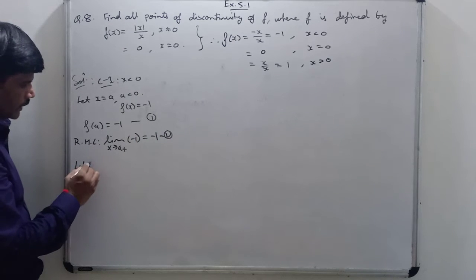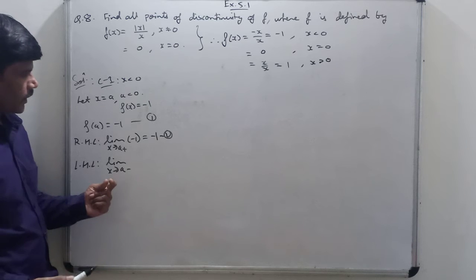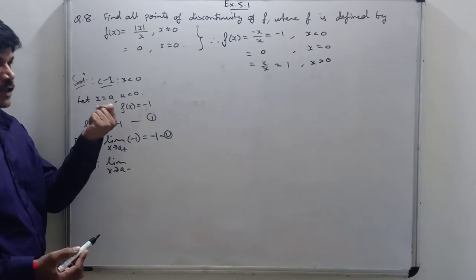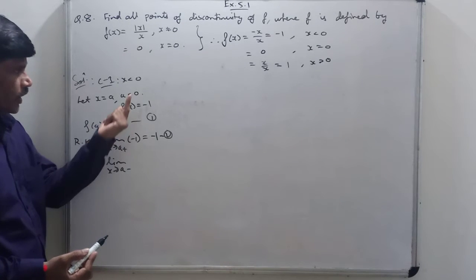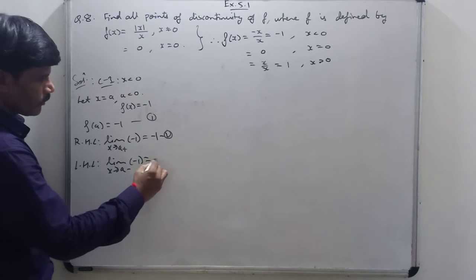Now you find out LHL. Limit x tends to a minus. When a is minus 1, left of minus 1 means minus 1.01 or minus 1.1, whatever. So that is again less than 0. So the function will be what? Minus 1. Again the limit of a constant is constant.